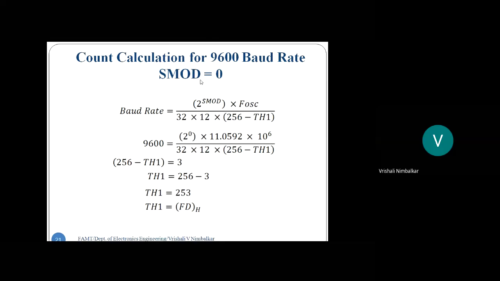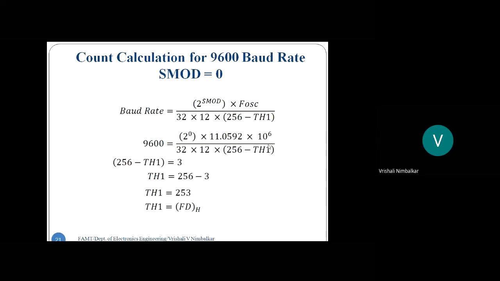And then the SMOD bit, generally it's not mentioned. Always assume it as 0. You can assume anything, but follow that in the calculation. So the problem statement is mentioning 9600 baud rate, and I have assumed SMOD is 0. So with this, we go for the calculations. Baud rate 9600 equals 2 raised to SMOD, SMOD is 0, so 2 raised to 0, into 11.0592 megahertz, 10 raised to 6, upon 32 into 12 into 256 minus TH1.